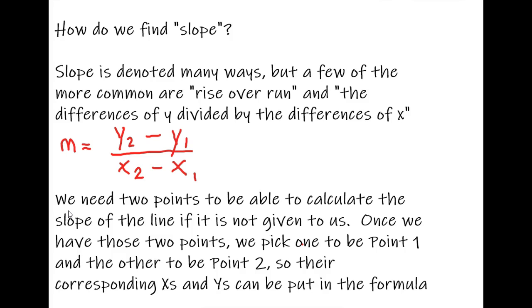And once we have those 2 points, we pick one of them to be point 1 and the other to be point 2. It does not matter which way we do it. Either one can be point 1, either one can be point 2, but once you pick, you have to keep them together so that the corresponding x's and y's can be put into the formula. So once you've picked point 2, you're going to put your y value for point 2 here and your x value for point 2 here. And hopefully this is making sense, just a little brief refresher.